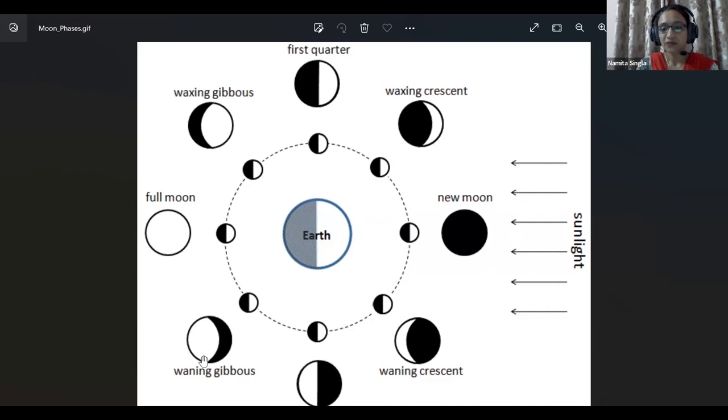So after the waning gibbous moon, again comes the half moon, but now we call it the last quarter moon or the waning half moon. Earlier, we were calling the half moon the first quarter, but now we are calling it the last quarter.